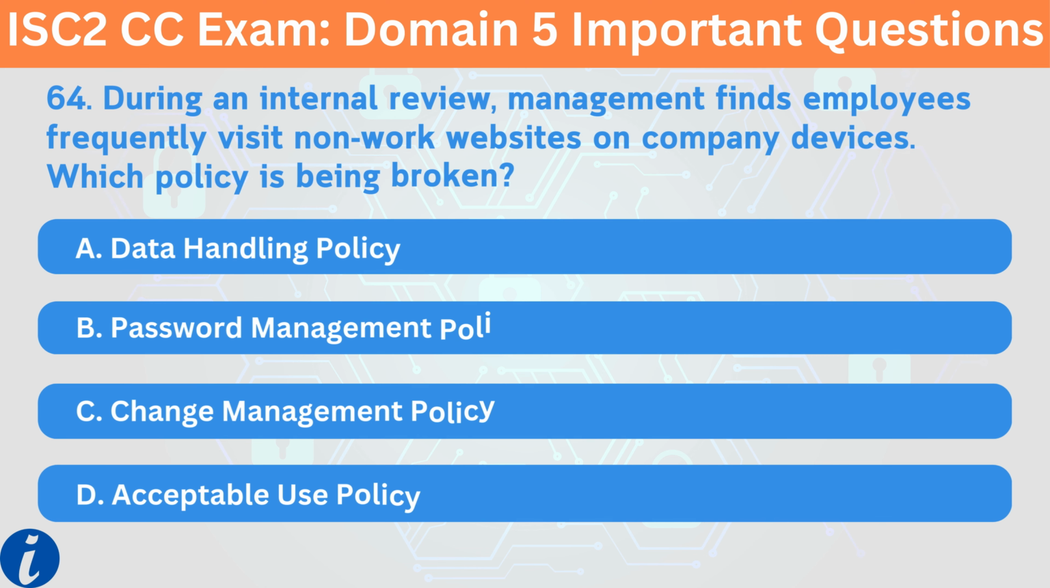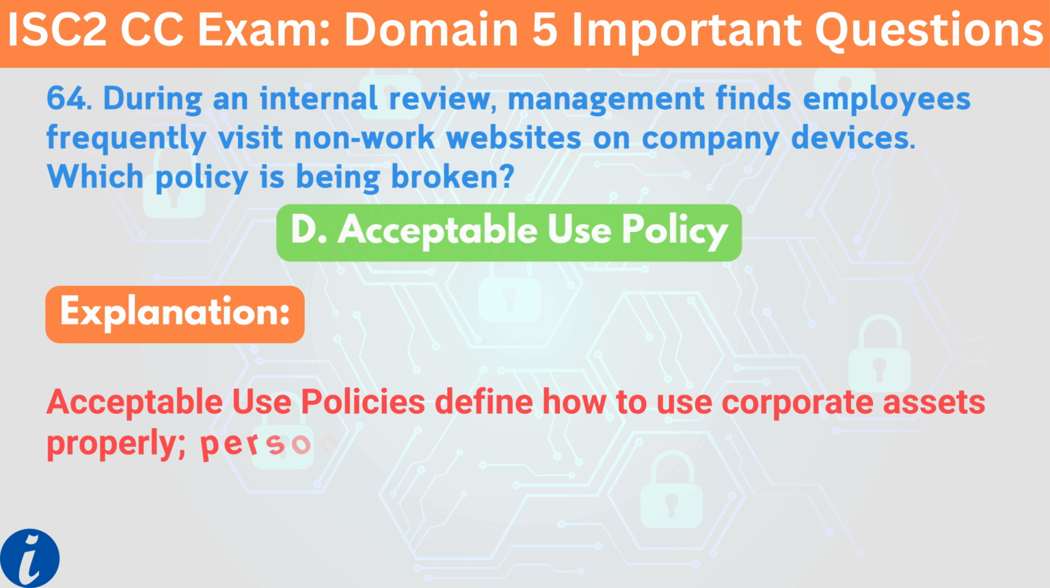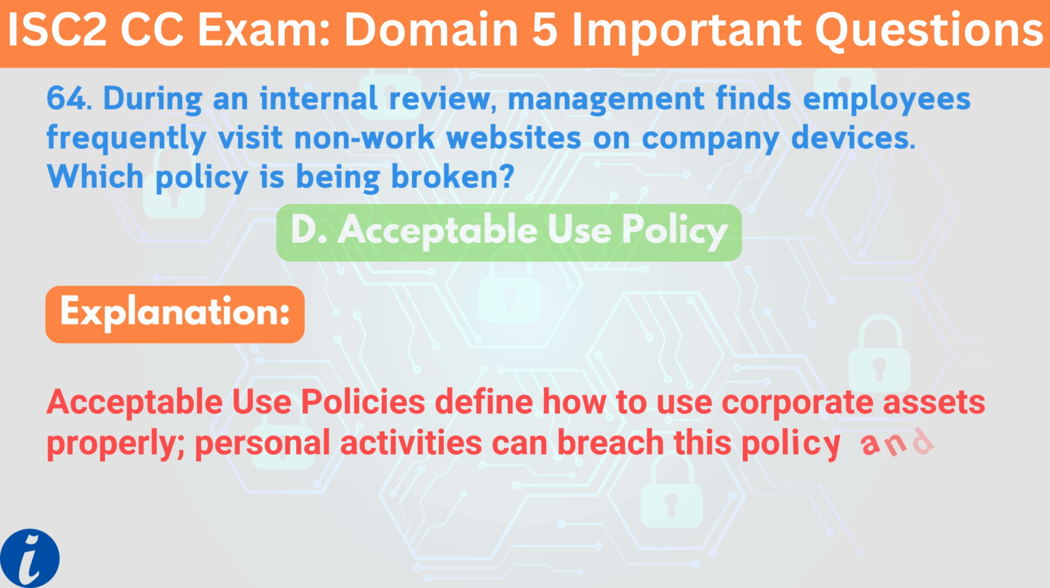64. During an internal review, management finds employees frequently visit non-work websites on company devices. Which policy is being broken? A. Data handling policy. B. Password management policy. C. Change management policy. D. Acceptable use policy. The correct answer is D. Acceptable use policy. Explanation. Acceptable use policies define how to use corporate assets properly. Personal activities can breach this policy and pose security risks.